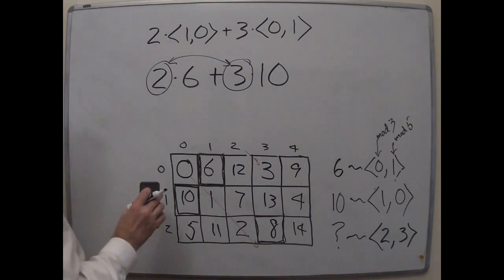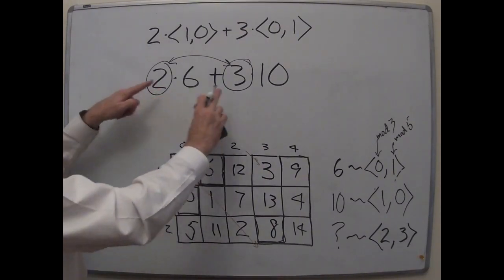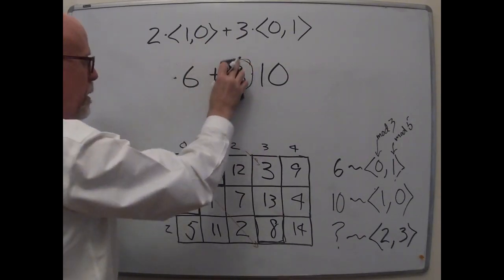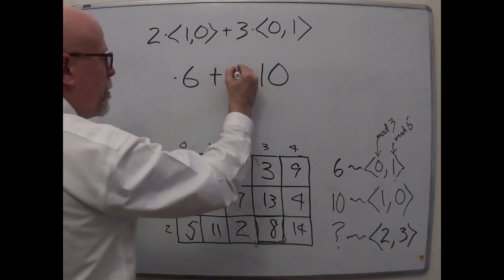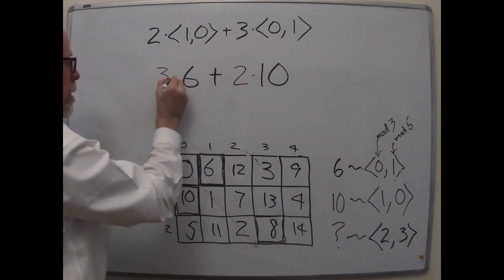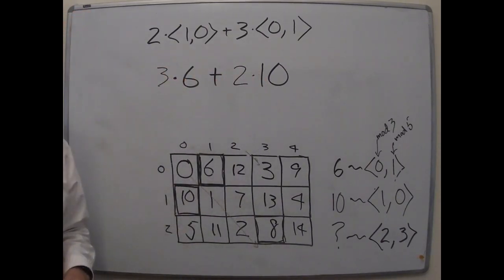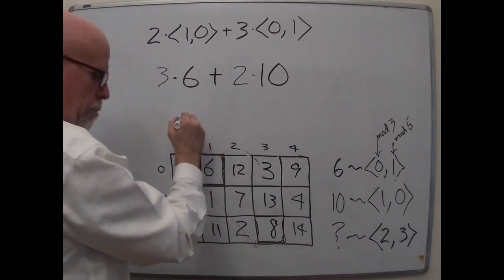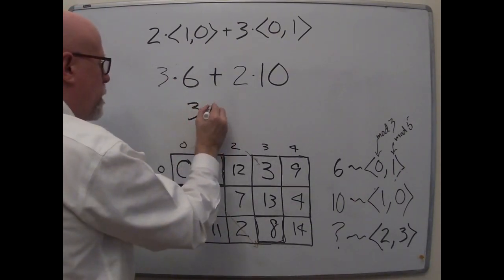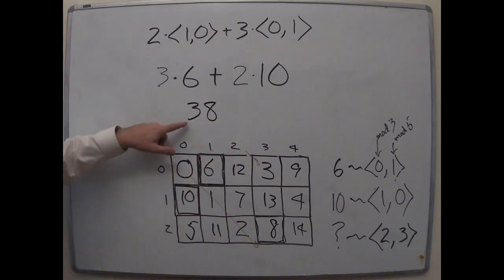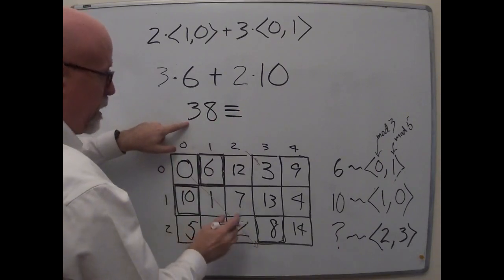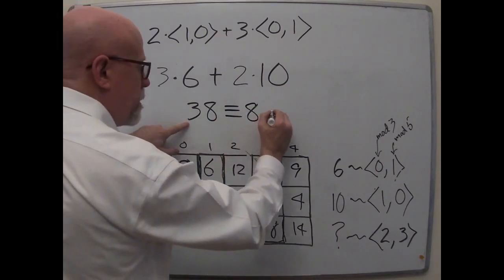If we do that switch, I sort of owned up to my mistake by writing that, so let's just erase and fix the error. We want 2 there and 3 there. Now that's 18 plus 20, 38. And if we're reducing things mod 15, it's 8.